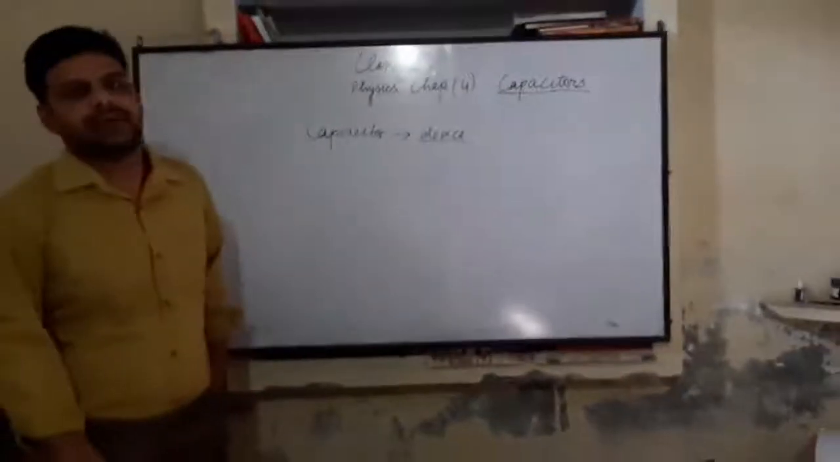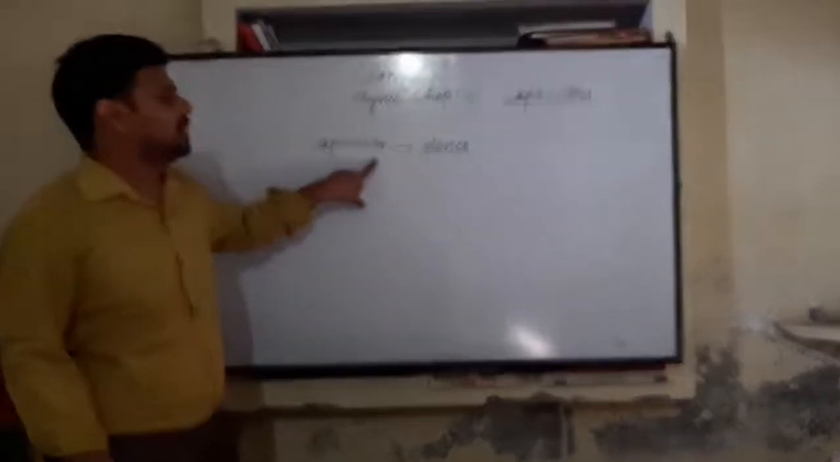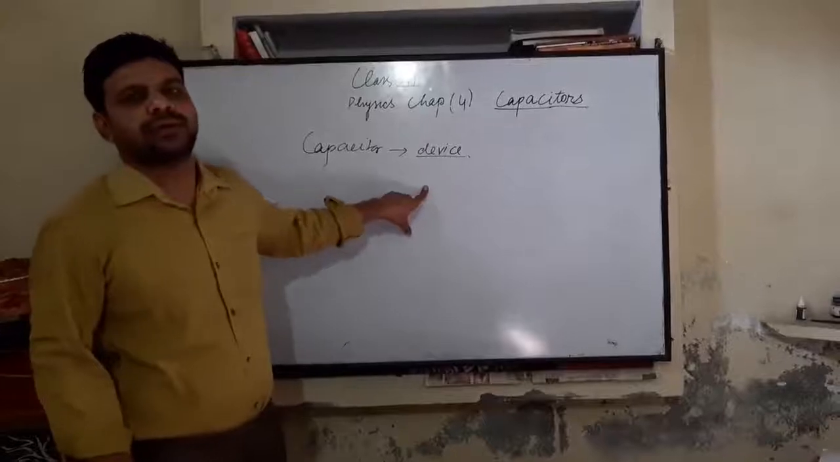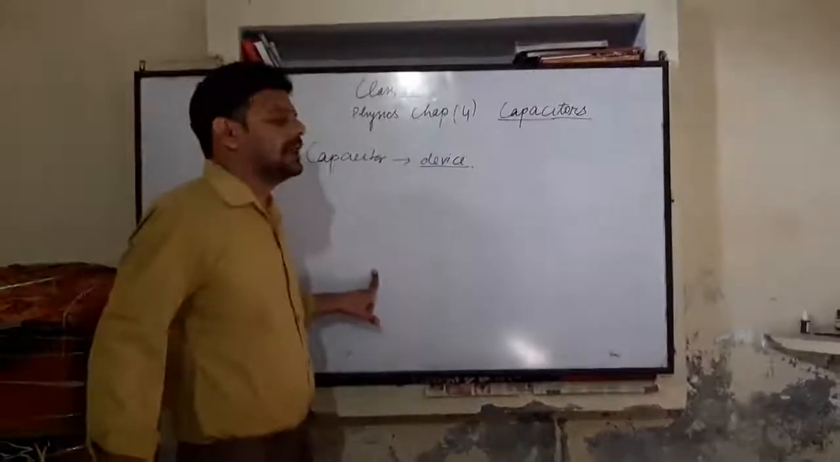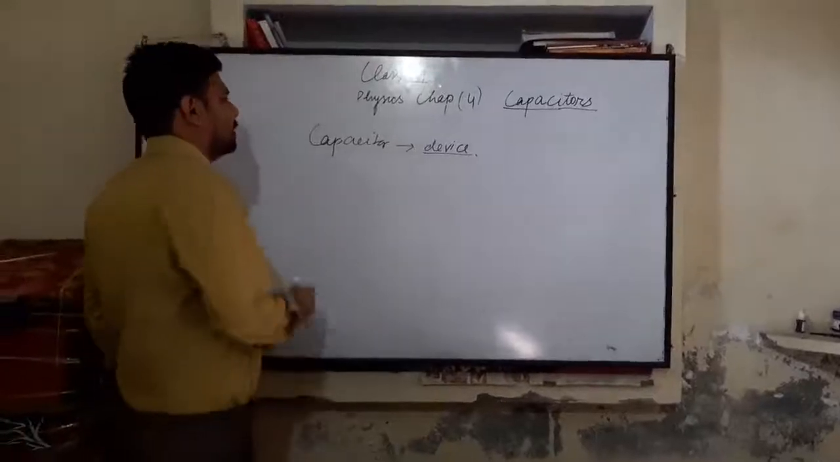Hello students, today I will explain Chapter 4, Capacitor. What is a capacitor? It is a device which stores electrical energy. This is a capacitor. Okay.